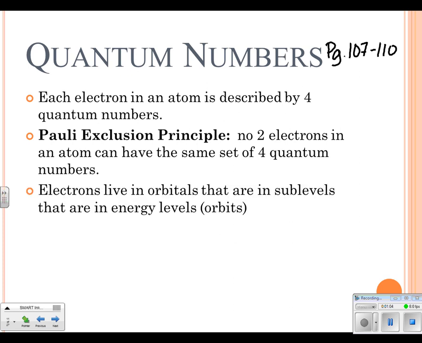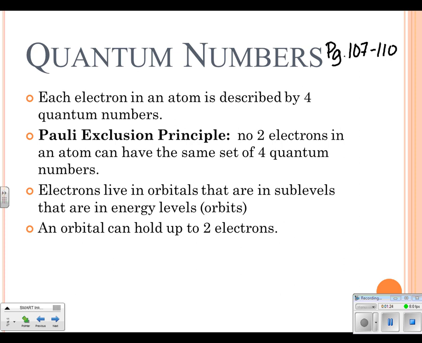So these electrons live in orbitals that are in sublevels that are in energy levels. So these are kind of our address. Energy levels are going to be our most broad, and then within that energy level you have a sublevel, and then within the sublevel you have an orbital. There are 2 electrons that can fit in each orbital.